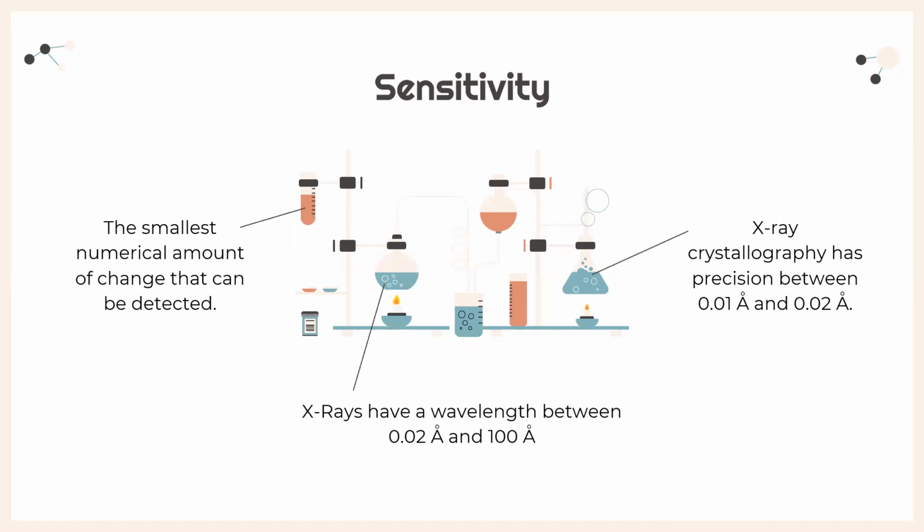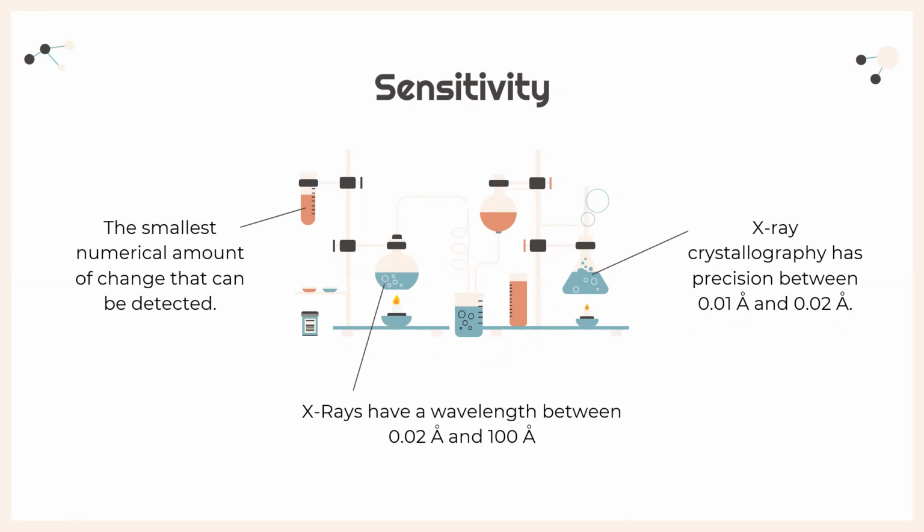And then lastly, it's sensitivity. The definition of sensitivity is the smallest numerical amount of change that can be detected. So in simple terms, if machine A can detect changes between the 100th decimal, and machine B can detect changes between the 1000th decimal, then machine B will have a higher rate of sensitivity.